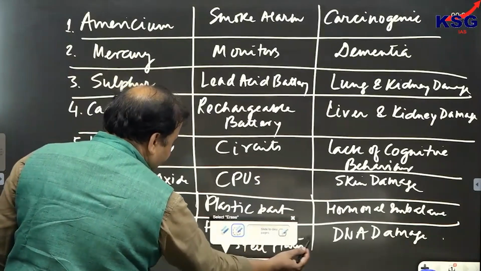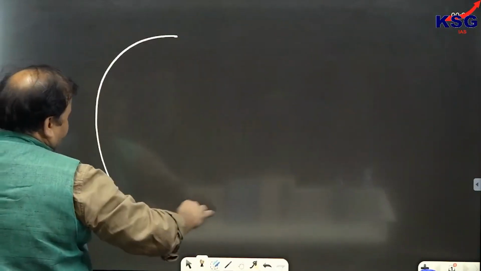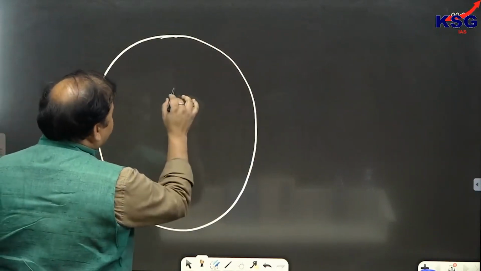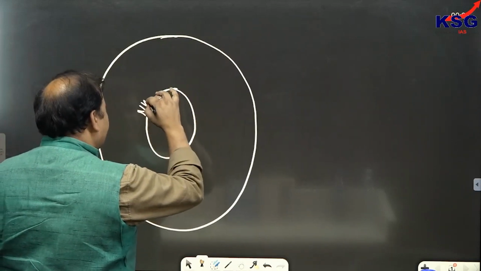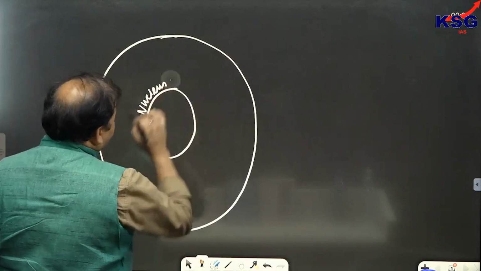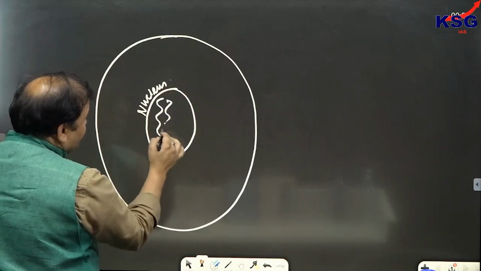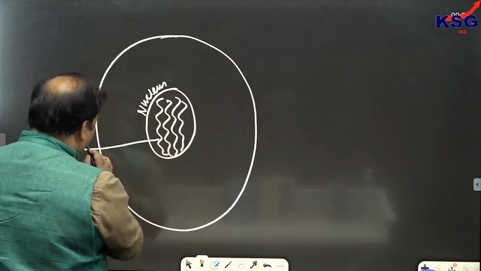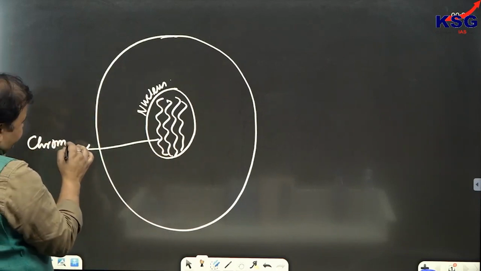In biotechnology, let's start with this. Suppose this is a generalized cell. In a generalized cell, this is the nucleus. We know that the nucleus consists of chromosomes. And chromosomes are bearers of hereditary characteristics.